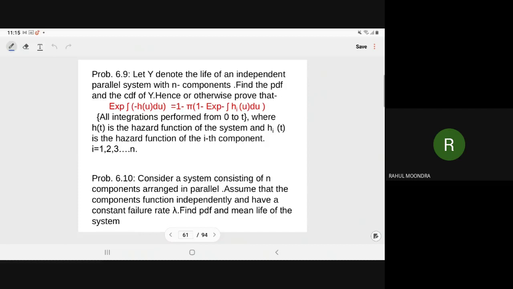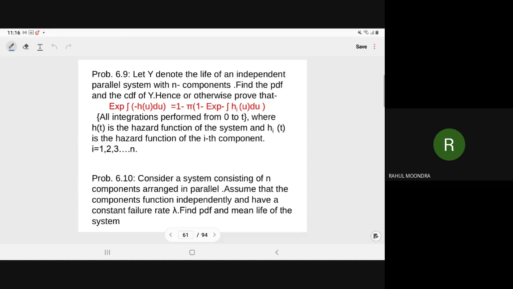In this also we have two questions, 6.9 and 6.10. Let Y denote the life of an independent parallel system with n components. Find the PDF and CDF of Y. Hence, or otherwise, prove that exp of minus the integral of h(u) du is equal to 1 minus the product of (1 minus exp of minus the integral of h_i(u) du), all integrations performed from 0 to t, where h(t) is the hazard rate of the system and h_i(t) is the hazard function of the i-th component. So these are questions 6.9 and 6.10. Consider the system consisting of n components arranged in parallel.